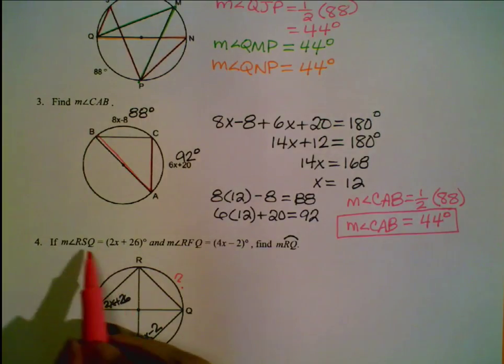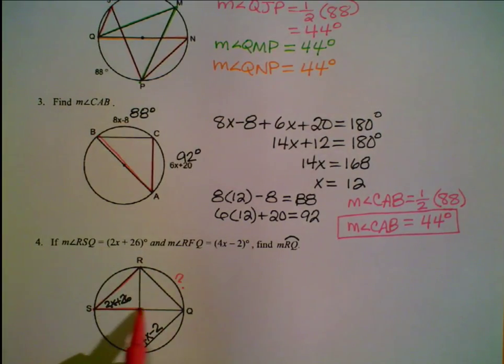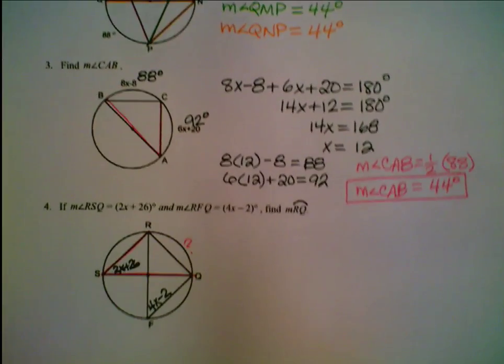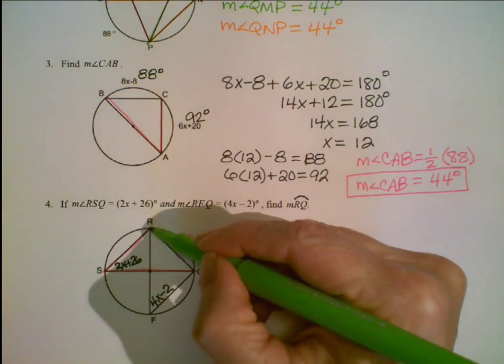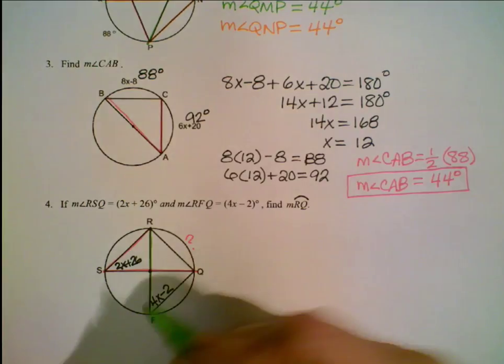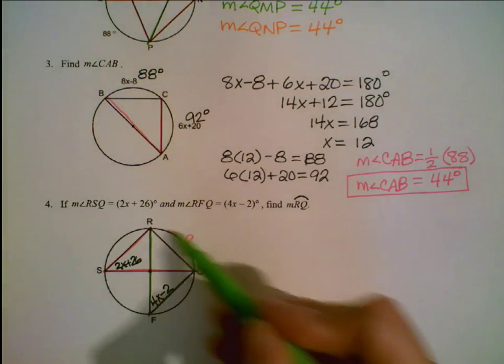Now, if I look at the first angle, RSQ, I can see it's an inscribed angle, and its intercepted arc would be that arc RQ that I'm looking for. So if I knew the measure of this angle, I could double it to determine the measure of the arc itself. Now, as I look at the second angle, RFQ, there again, it's an inscribed angle. It has a vertex on the circle, and it has the same intercepted arc.